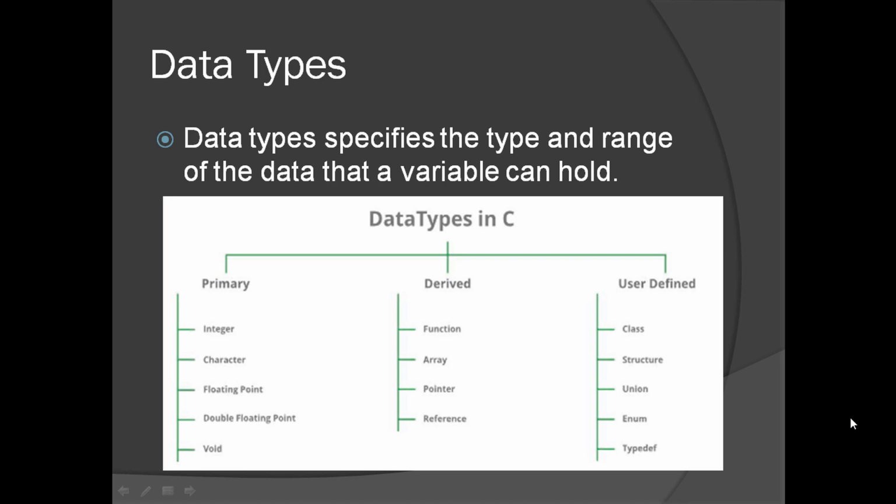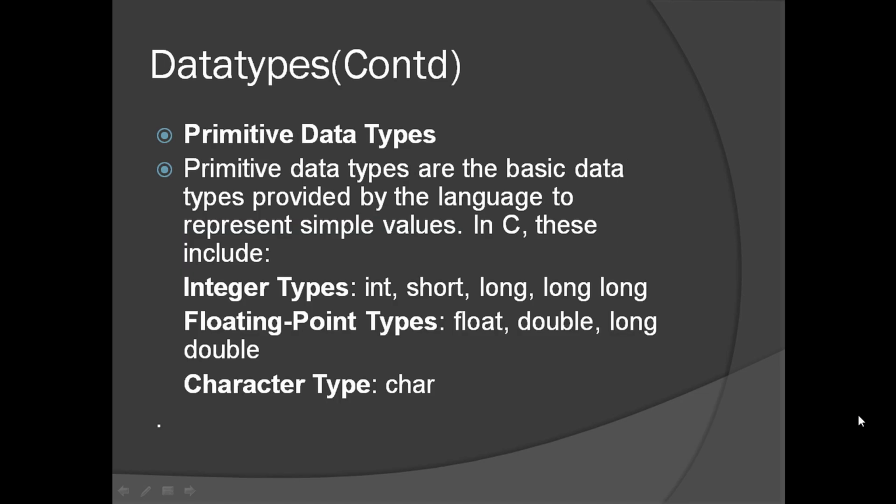What are all the primitive or primary data types in C language? Integer, character, floating point, double floating point and void. We will see one by one. Let us try to understand what primitive data types are. We can call primitive data types as primary data types or built-in data types or predefined data types.